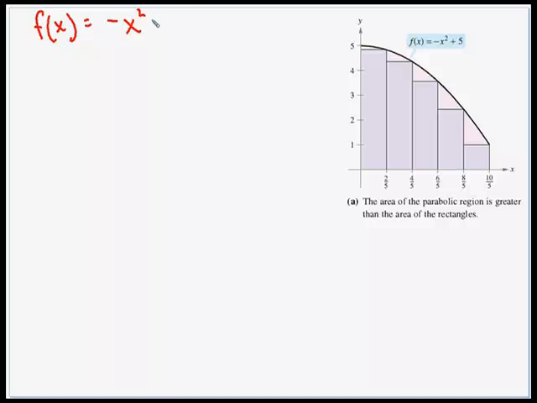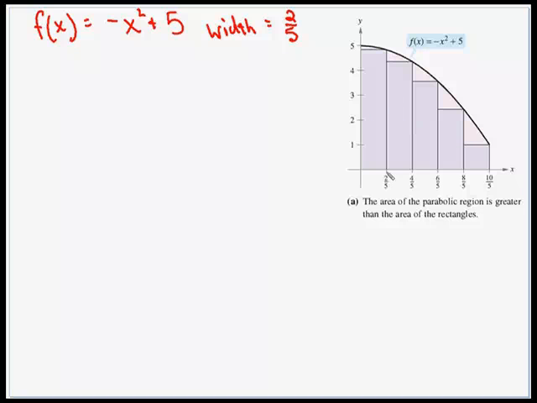Negative x squared plus 5. If we look at the picture, to find the height of each rectangle, the width of each rectangle is 2/5. So our delta x, or our width of each rectangle, is 2/5. We've chopped up our area into 5 segments: 1, 2, 3, 4, 5. So we have 5 rectangles that we're using for this estimate.